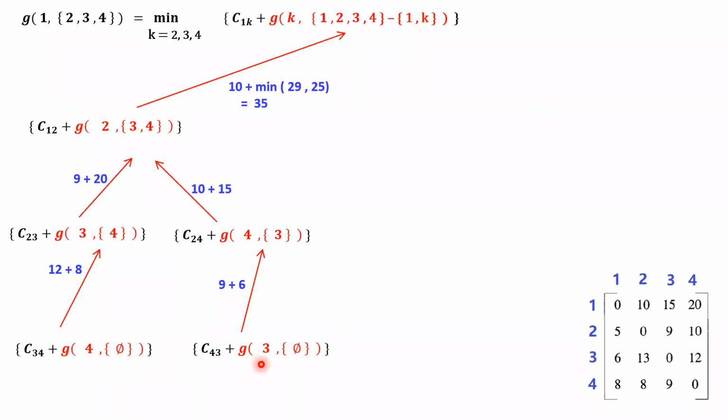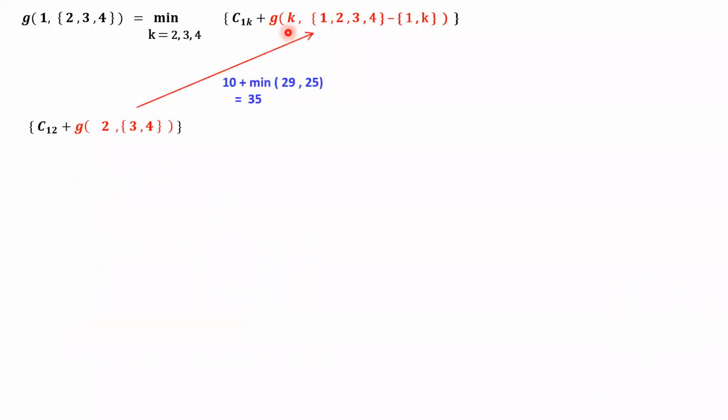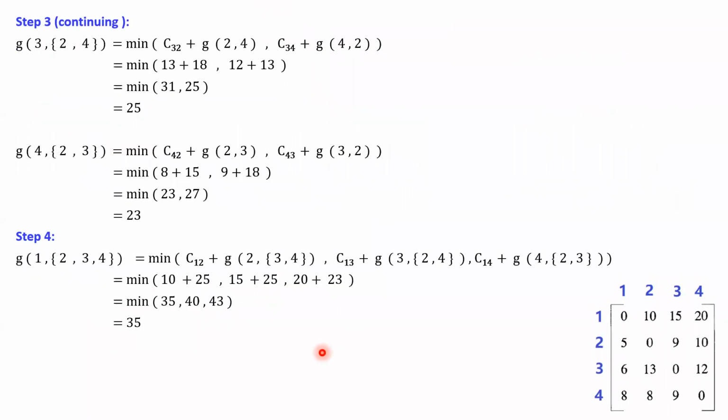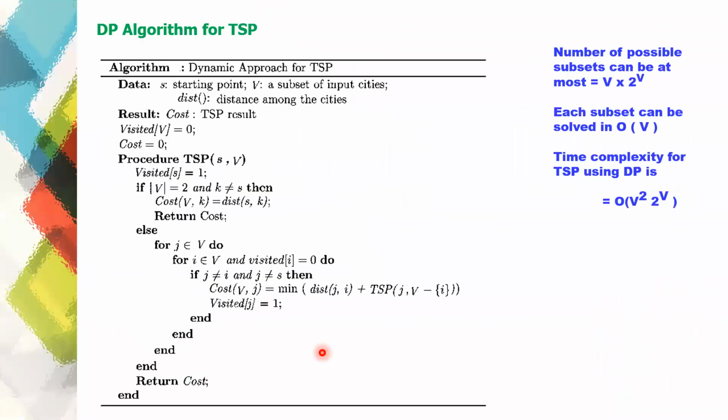Then I'm trying to find out g of 3, null. Then on the right side, if I draw the full figure, I'll be finding g of 2, null, 1, null. Then I'm trying to find out g of 3, 4, g of 4, 3. So this is your step 1. This is step 2. This is step 3. This is step 4. So in the same way, instead of drawing a recursion tree, you can write it in steps. Anyway, you'll get the same shortest route.